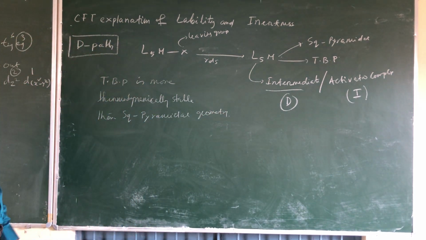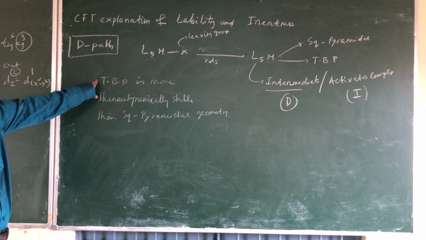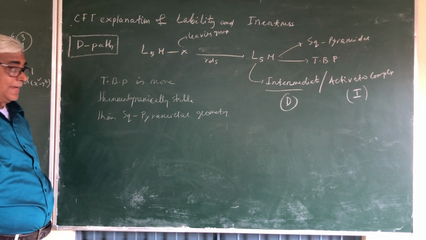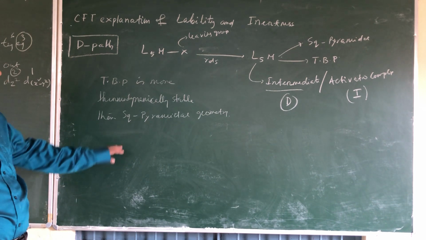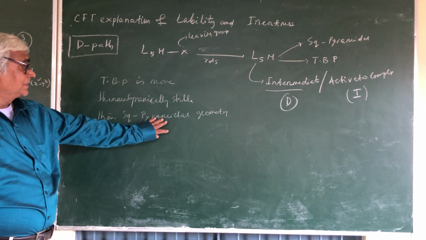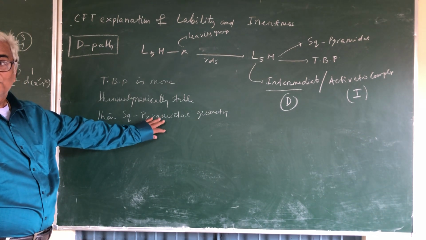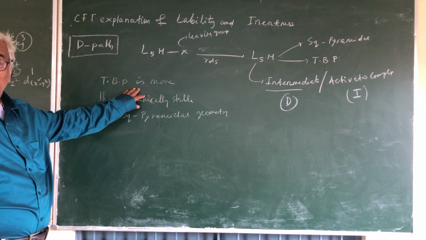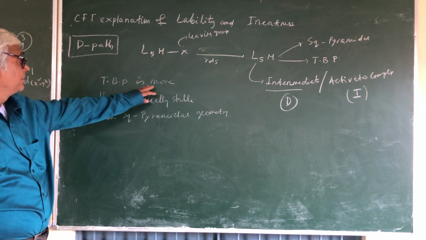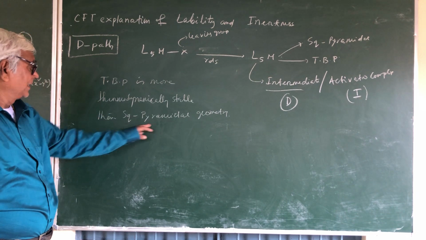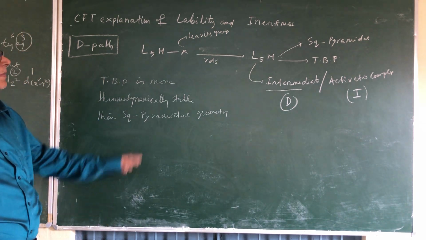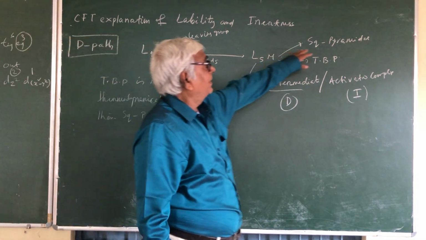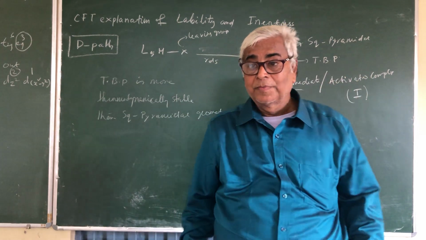In trigonal bipyramidal geometry, you will have 6 bond pair repulsions. Here it will have 8 bond pair repulsions. So bond pair repulsion is more here, so potential energy will be more here. Potential energy will be less there. So TBP is more thermodynamically stable than square pyramidal geometry. And at the first stage, square pyramidal geometry will be produced.